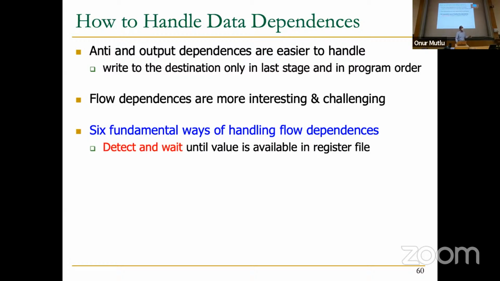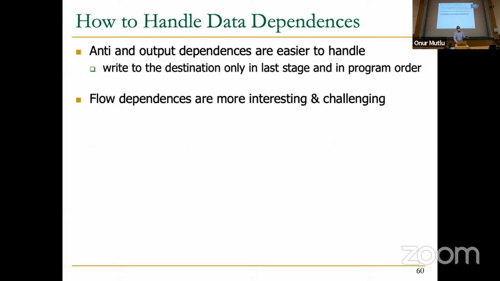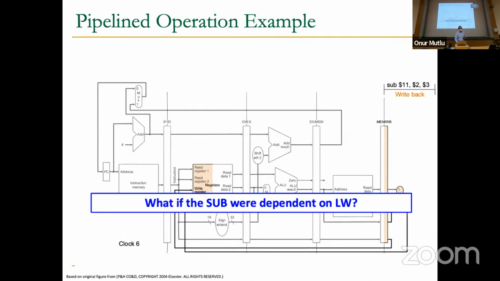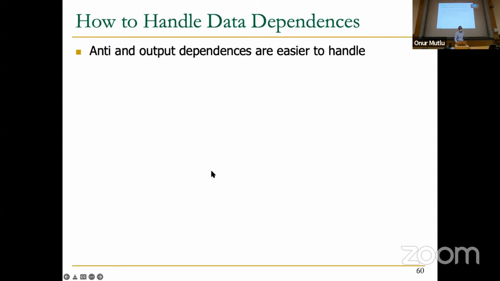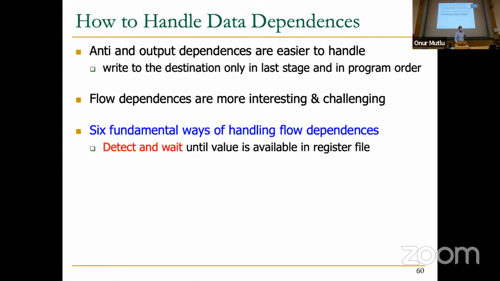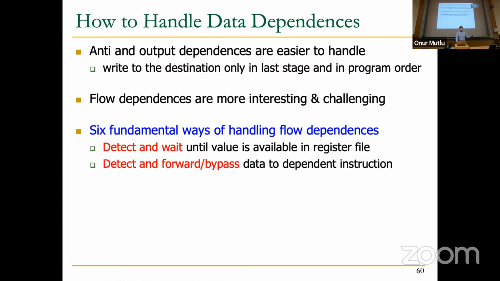One way is you detect the dependence and wait until the value is available in the register file, which is what I just said over here, right? The sub instruction waits until the value of the load is written into the register file. Okay. That's detect and wait. That's one approach. That's low performance.